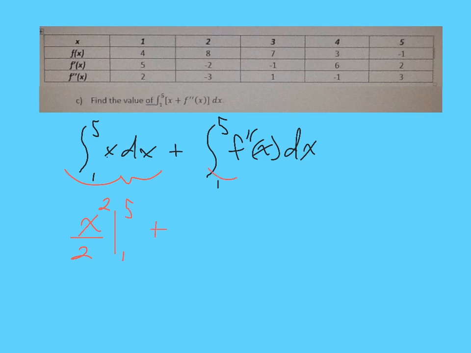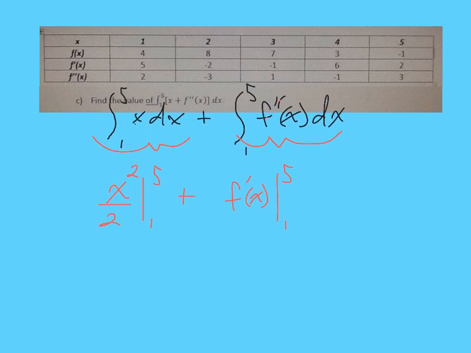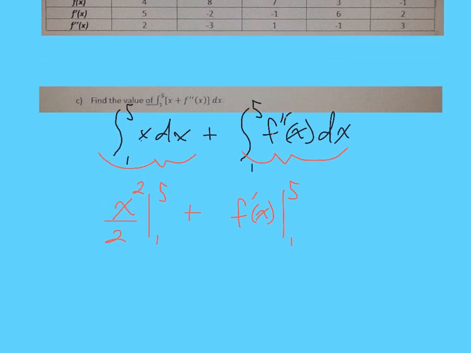Plus, let's do this part over here. And it looks different, but if we take the antiderivative of the second derivative, that just gets us back to the first derivative. And we're going to evaluate that from 1 to 5. Okay, so let's slide this up a little bit. I'll slide all of this.